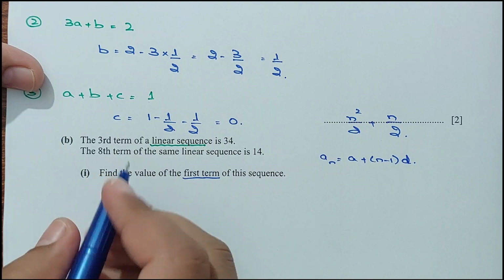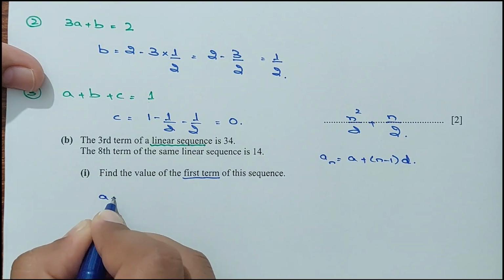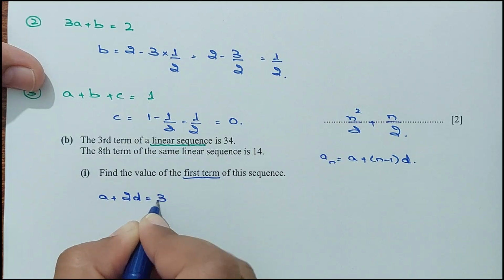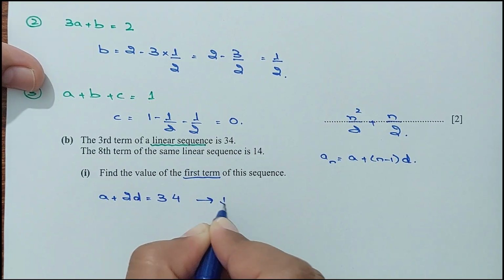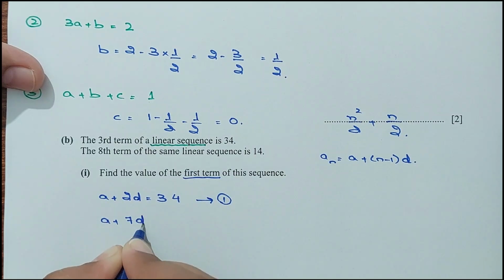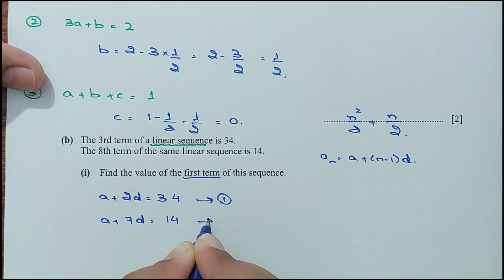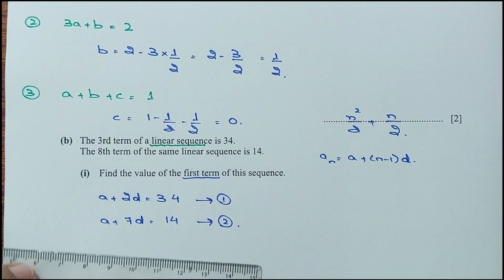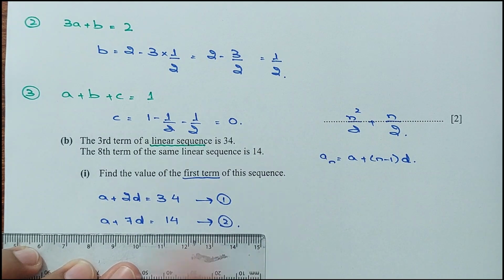So the third term we have been given is 34. a + (3 − 1)d, that is a + 2d, equals 34. This one we have been given. And the eighth term we have been given: a + (8 − 1)d equals 14. This is my second equation. All right, now we have to solve for the a value. So it is better to cancel, and do the subtraction first.